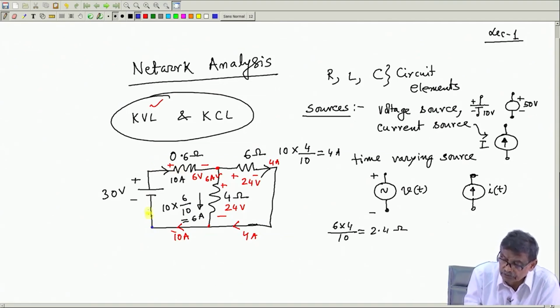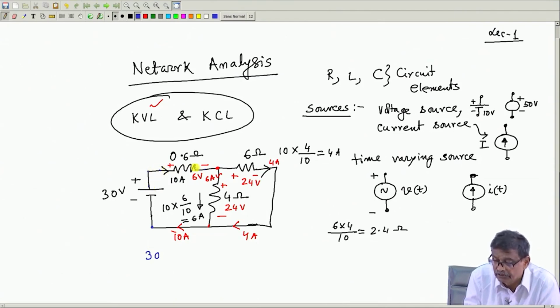From this to this, if you go, there is a 30 volt voltage rise. So, I decide to assign a plus sign to this. So, I have reached from this point to this point. Then I will go from this point to this point. In this path there is no voltage drop, no voltage exists. So, only 30 volt we have encountered.